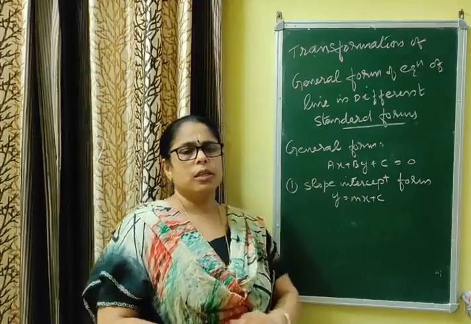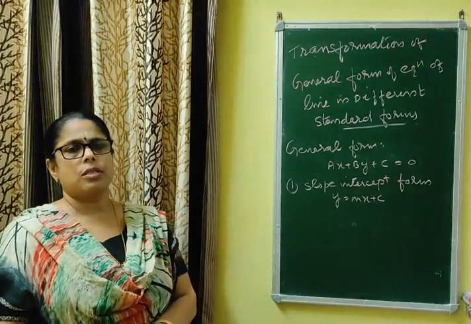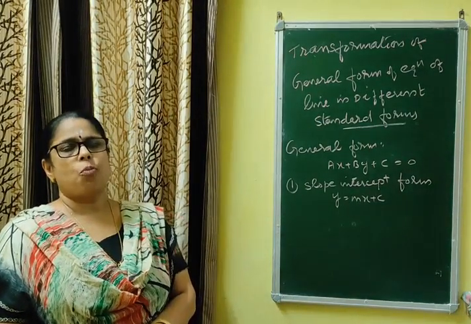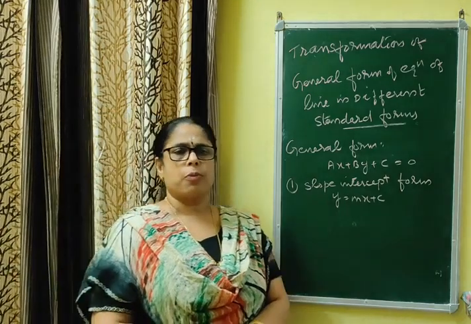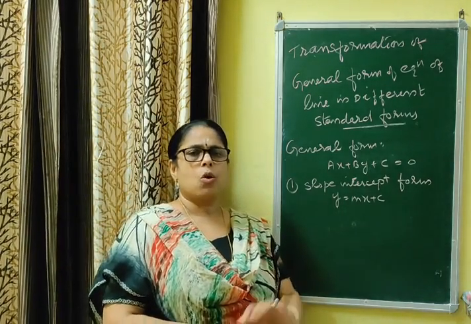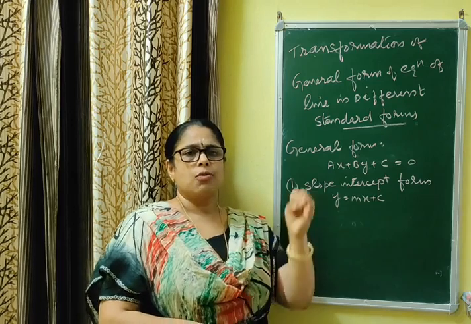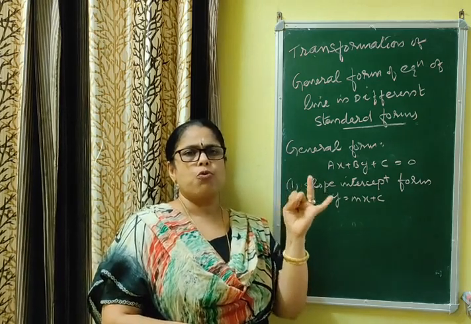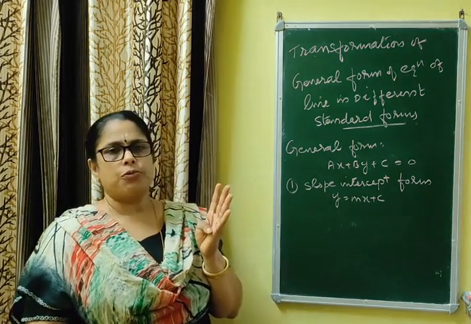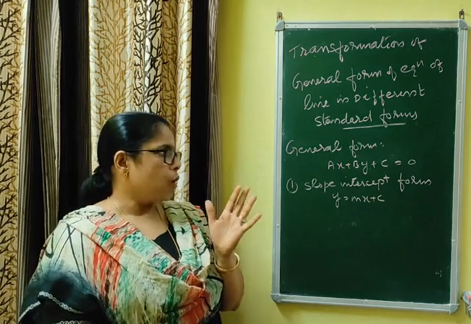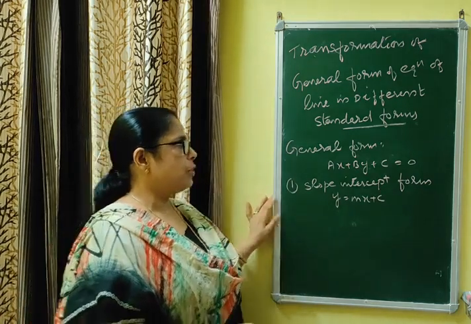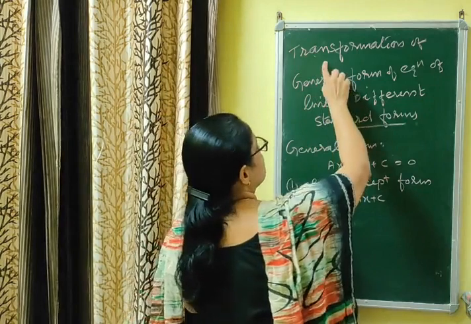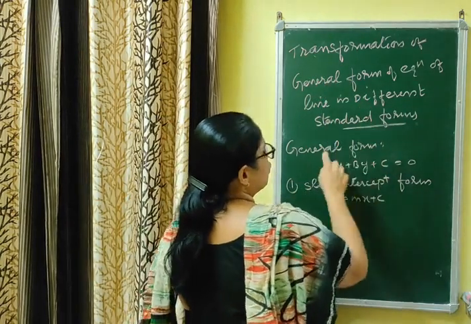Good morning, children. In the last class, we discussed the normal form of the equation of a line. That is, we have discussed all the forms of equations of lines: slope-intercept form, point-slope form, two-points form, intercept form, as well as normal form. Today we will discuss how we can convert the general form of the equation of a line into different forms.